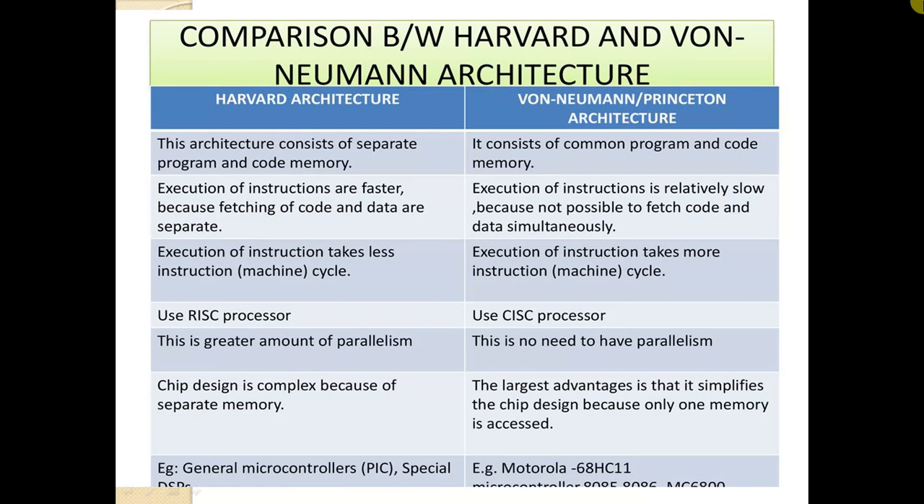Examples of Harvard architecture are general microcontrollers, that is PIC, and special DSP, that is digital signal processor. Motorola 68HC11 are examples of von Neumann computers. Microprocessors 8085, 8086, MC6800.